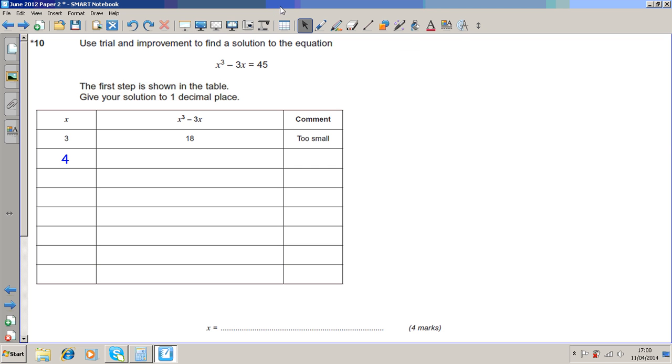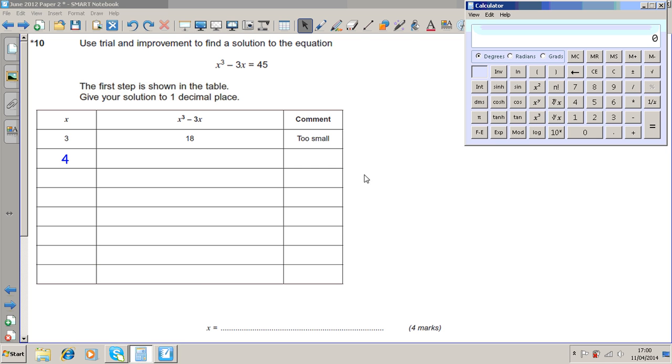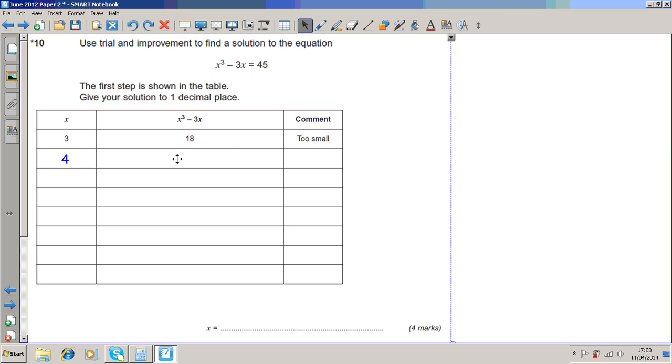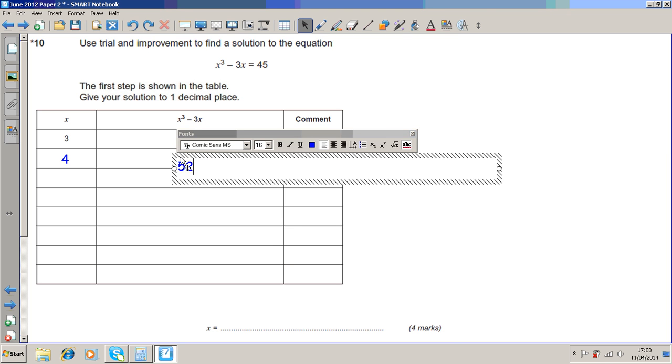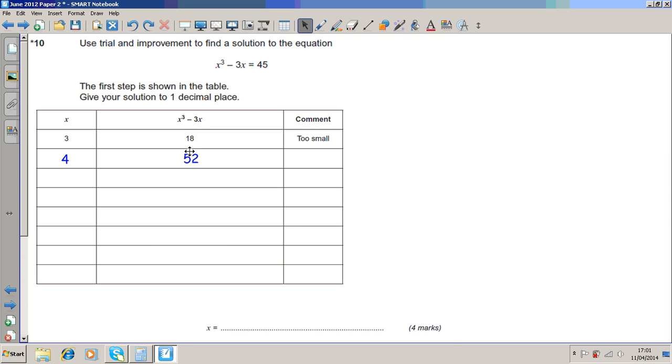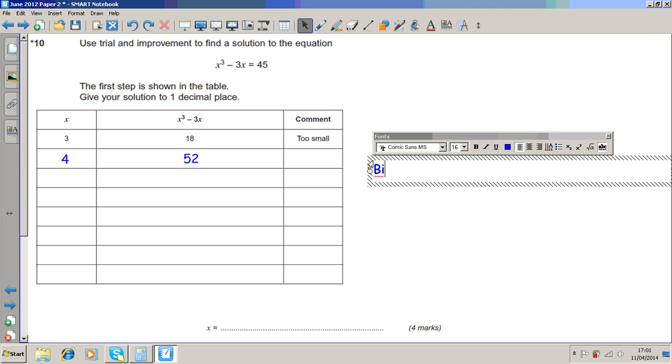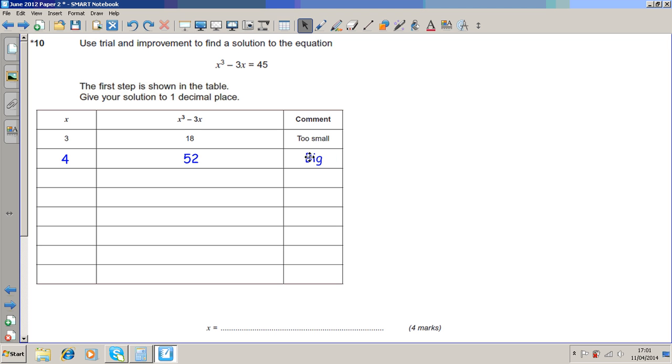So, calculate, 4 cubed is that, minus 3 lots of 4, so minus 12, it's going to give us 52. Too big, too small? Well, our target's 45, so we are too big. Good news, so far, so we're between 3 and 4.